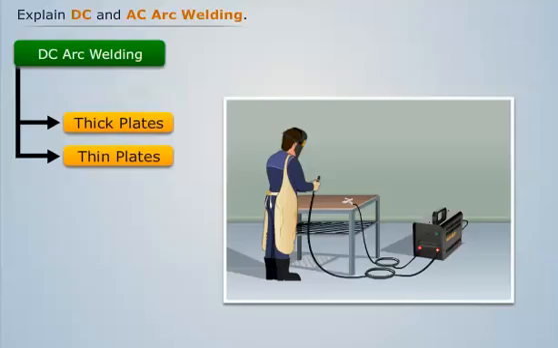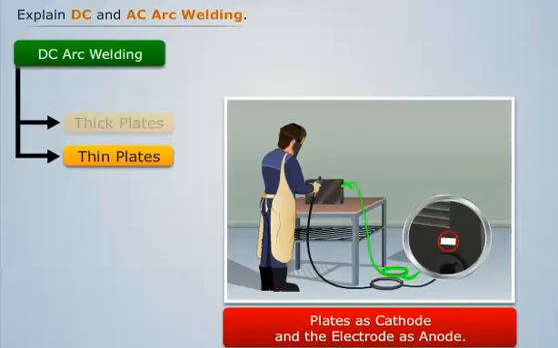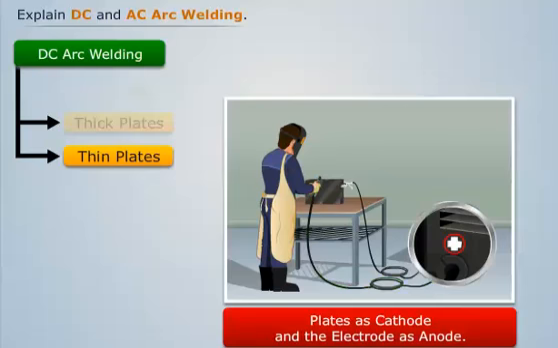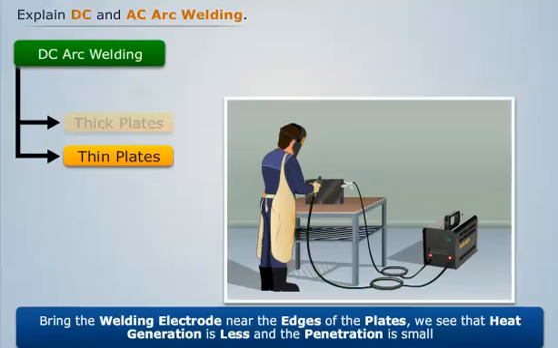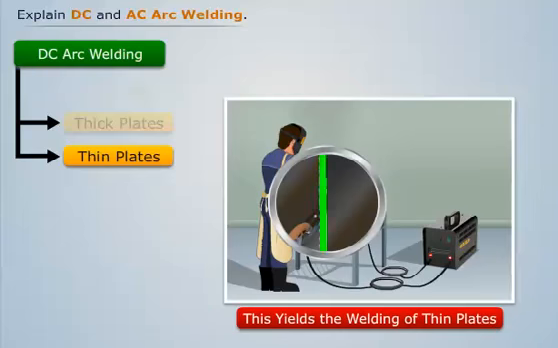Now let us weld 2 thin metal plates. In order to weld thin plates, we will make the plates the cathode and the electrode the anode. Now when we bring the welding electrode near the edges of the plates, we see that the heat generation is less and the penetration is small. This yields the welding of thin plates.